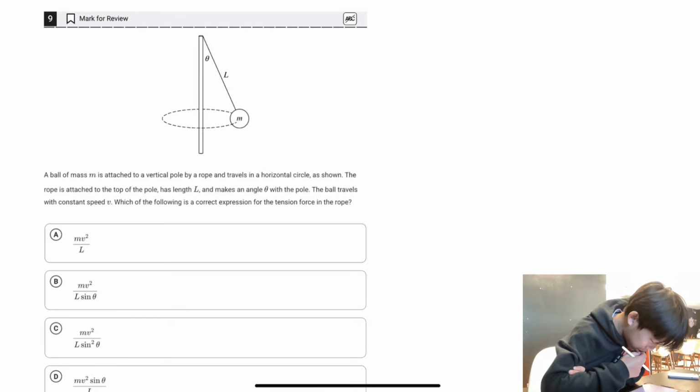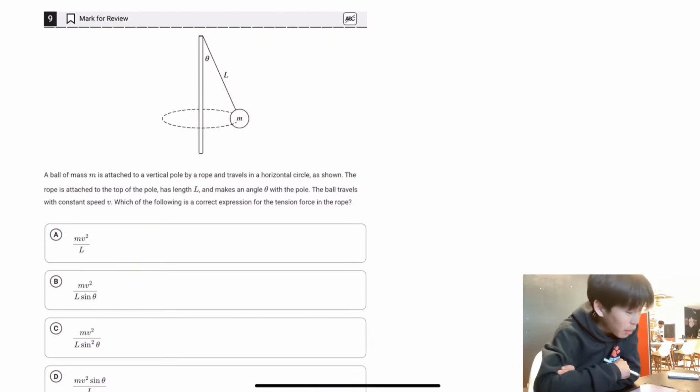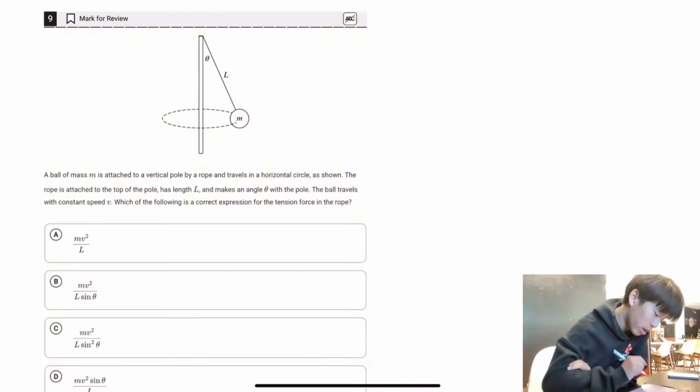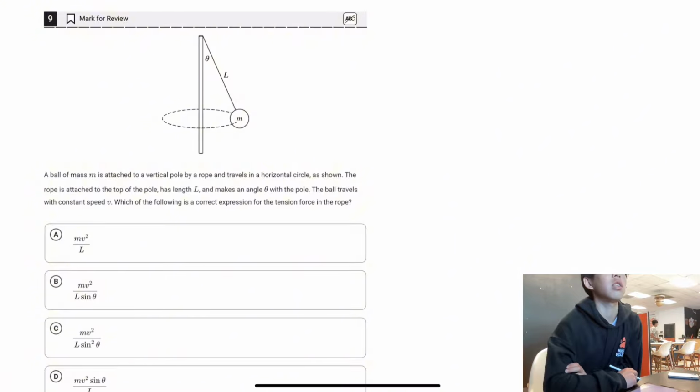All right, ladies and gentlemen, this is question number 9. This is like my 5th time doing this because I keep getting interrupted or distracted. But anyway, I'm just doing it right now because lunch is in like 2 minutes.